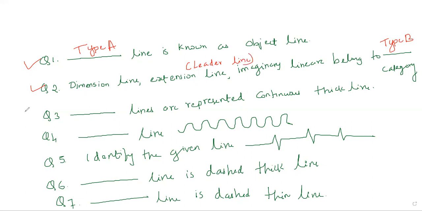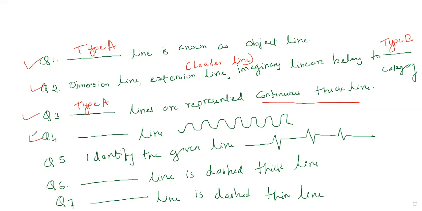Question number 3. Dash lines are represented as continuous thick line. Which is the right answer? Yes, type A only. We can choose the option type A. Type A lines are represented as continuous thick lines.